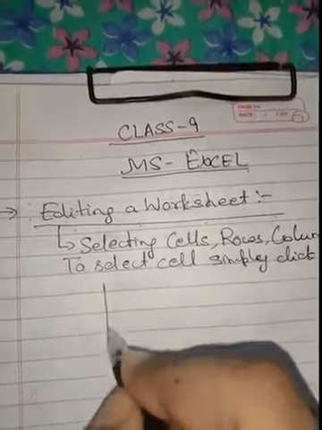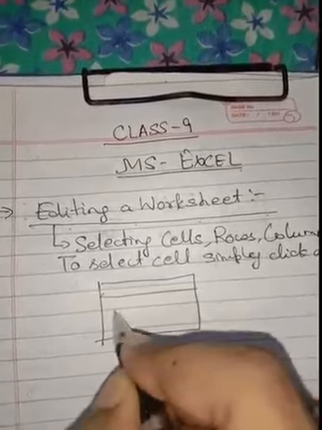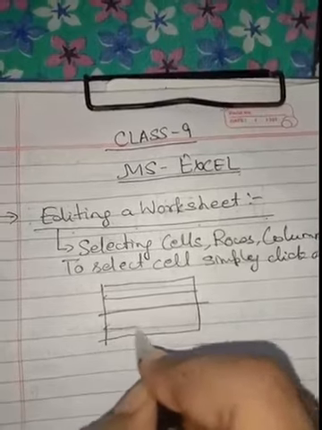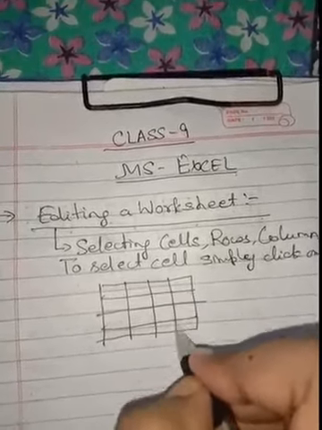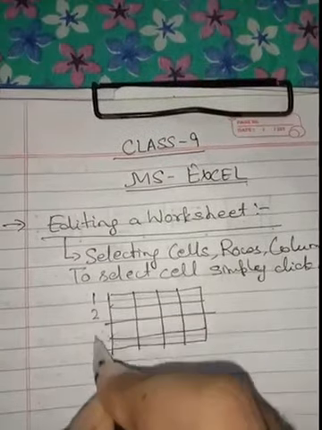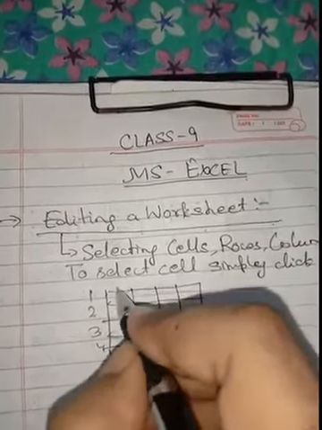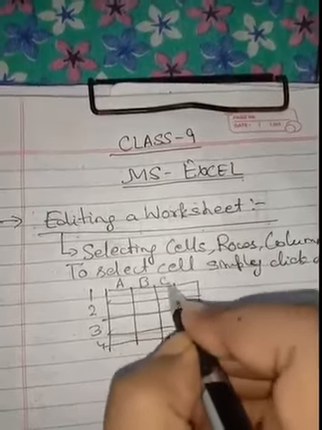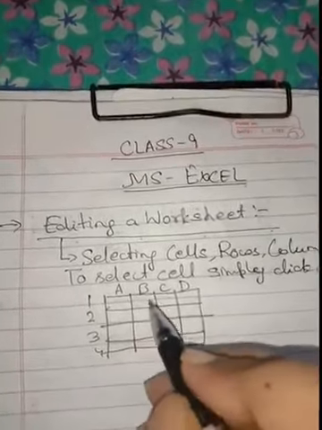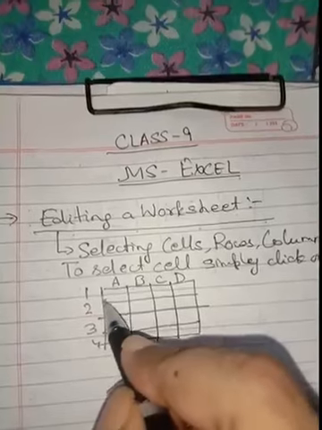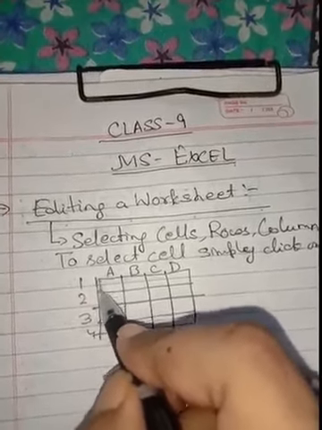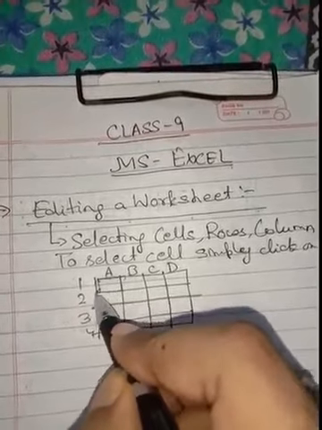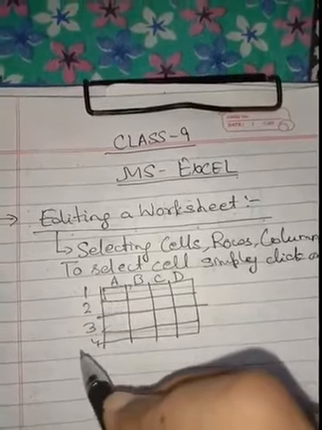Consider this is an MS Excel worksheet. So this is the row, this is the column over here, the first row, the second row, the third row, the fourth row, column A, B, C, D. Now in order to select a particular cell, say I want to select this cell, just left click over here, the cell pointer will be available in this cell and this cell will get selected.